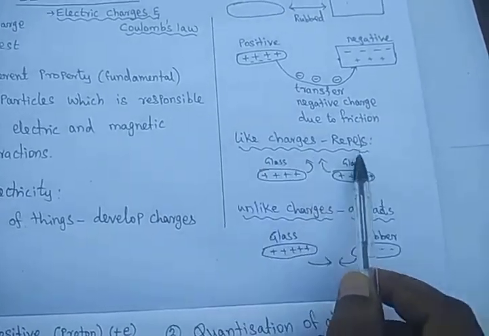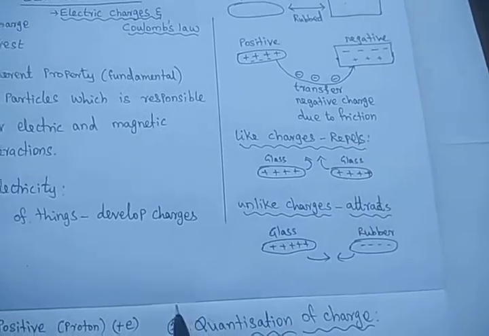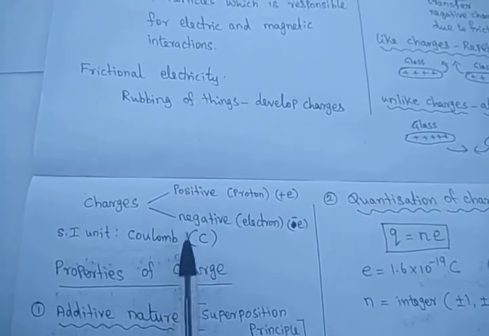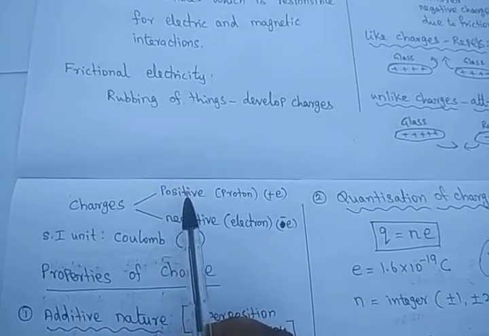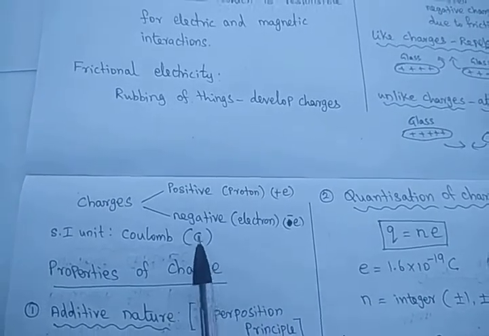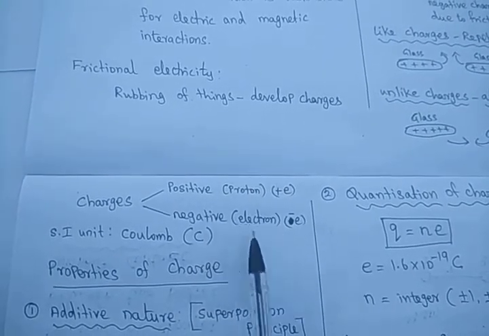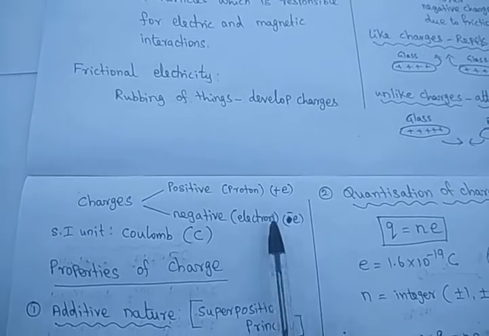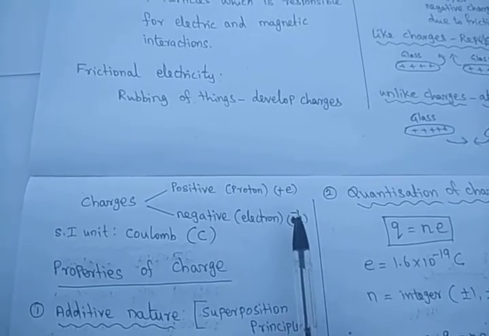Now we come to the conclusion. Like charges will repel and unlike charges will attract. Hence, there are two types of charges, positive charge and negative charge. The single positive charge is called a proton. We can denote it as plus e. And the single negatively charged particle is called an electron. That is, the magnitude of one electron's charge is minus e.